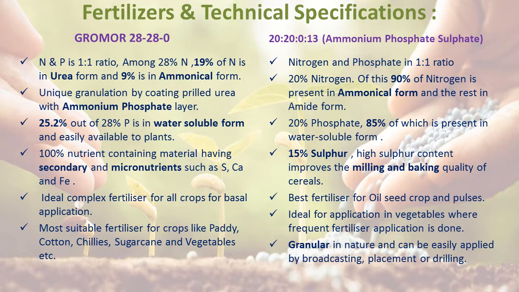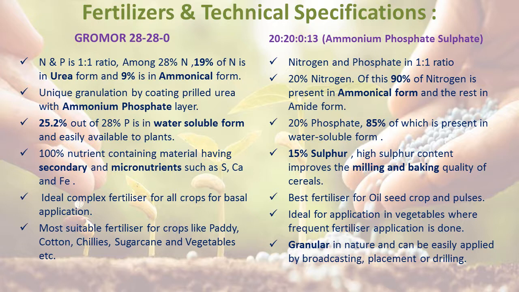Then we come to the main topic, fertilizers and their technical specifications. First I will discuss the common fertilizer Grumor 28-28, that is NPK, and the N and P ratio is 1:1. Of the 28% nitrogen, 19% is in urea form, and 9% is in ammonium form. And this is coated, the coating barrier is an ammonium phosphate barrier.